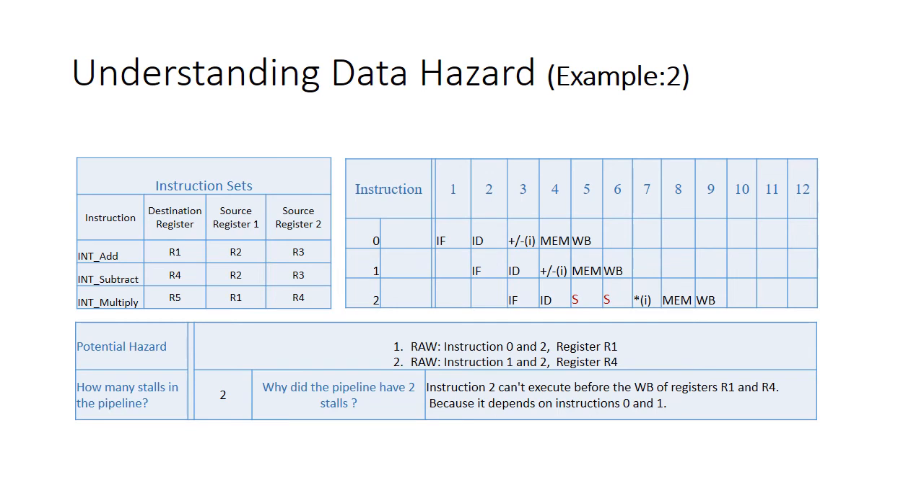There is another example of data hazard. Here there are 3 instructions, and if you follow, you can see that there are two types of hazard happening here. The first one is with instructions 0 and 2 for the register R1, and the second hazard is with instructions 1 and 2 for the register R4. That means instructions 0 and 1 can execute simply, but instruction 2 cannot, because it has a delay time. It has the delay time because instruction 2 cannot execute before the write back of register R1 and register R4, because it depends on instructions 0 and 1. So here 2 stall times happen.